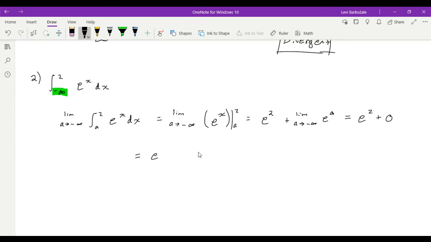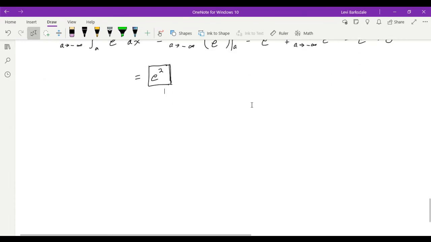So we get a final answer of e squared. So this improper integral converges to e squared. Really straightforward enough. One last thing about notation.